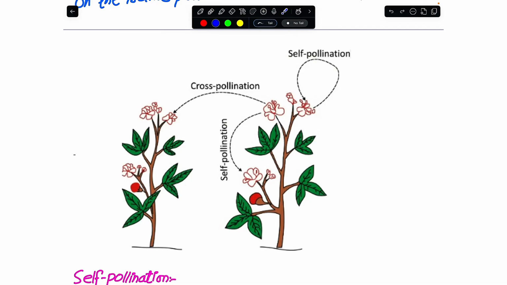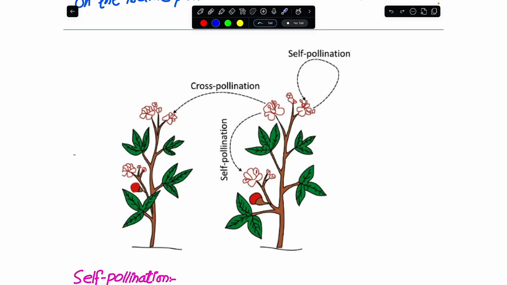What happens in cross-pollination is that here I have one flower on this plant, and here I have a flower on a different plant but of the same species. When the pollen grain is transferred from the anther to the stigma of the different flower of the different plant of the same species, this is cross-pollination.